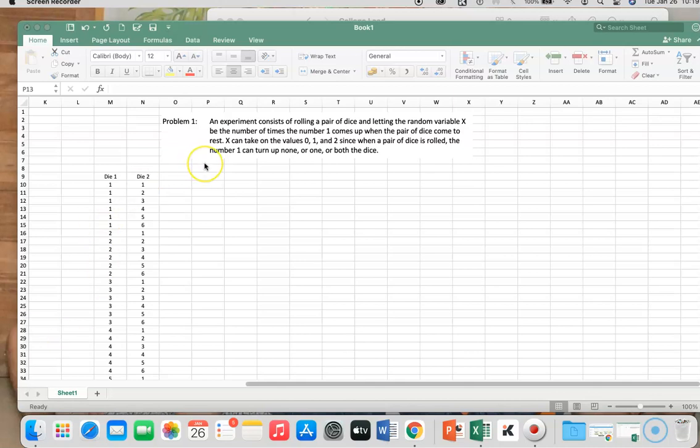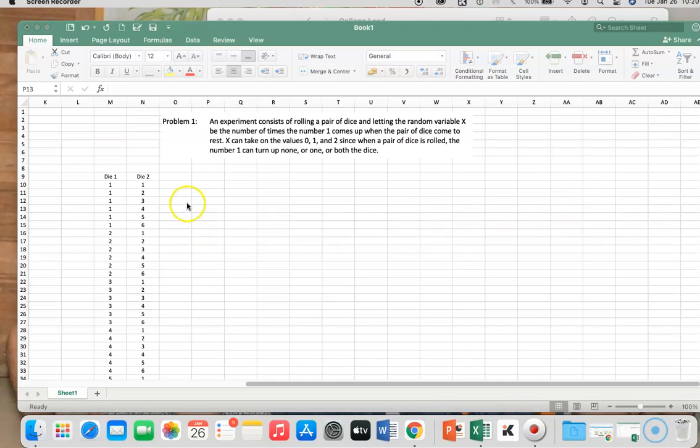Suppose we have a problem here. An experiment consists of rolling a pair of dice and letting the random variable x be the number of times the number 1 comes up when a pair of dice come to rest. Let's take note that on the same sample space of an experiment, many random variables can be defined, so they will have different probability distributions. For this example, let's just have the random variable x be the number of times that the number 1 comes up when a pair of dice is being rolled.